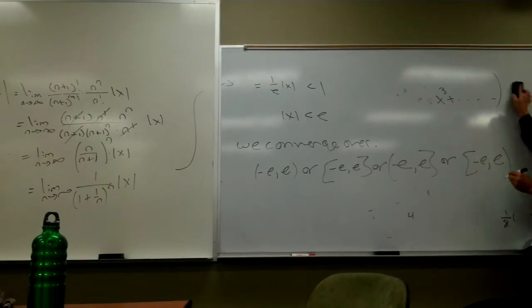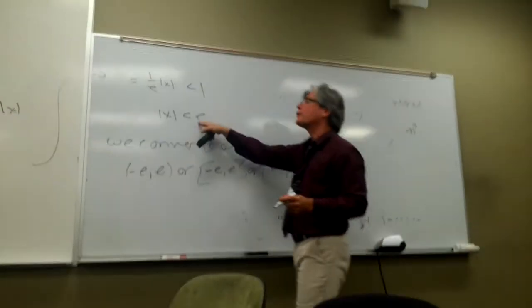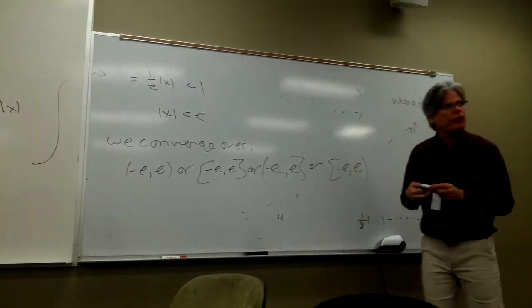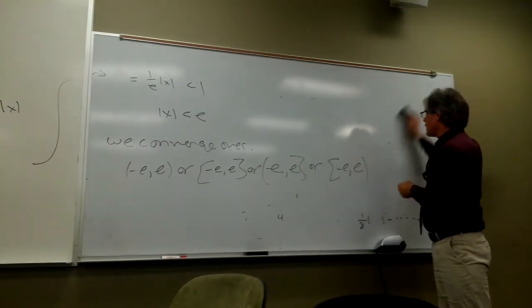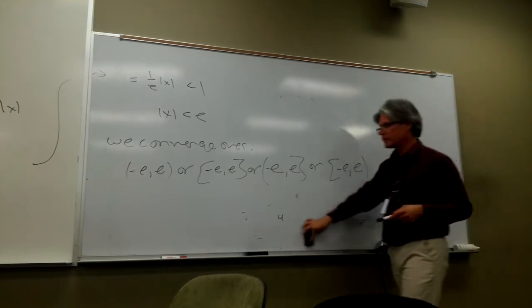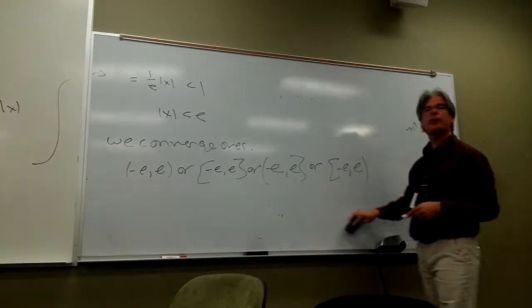And either way, I might say in English, my radius of convergence is just e. I just don't know if I converge at the endpoints. To determine if I converge at the endpoints, I gotta check what happens at the endpoints. I think there's a bit of work here.